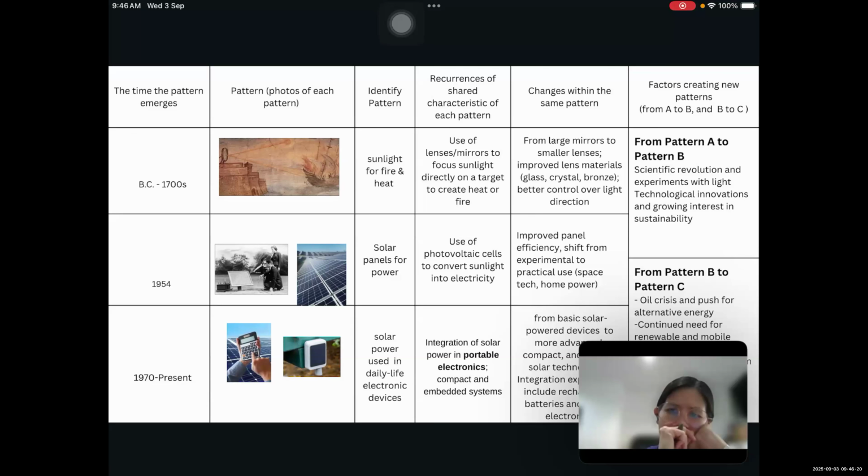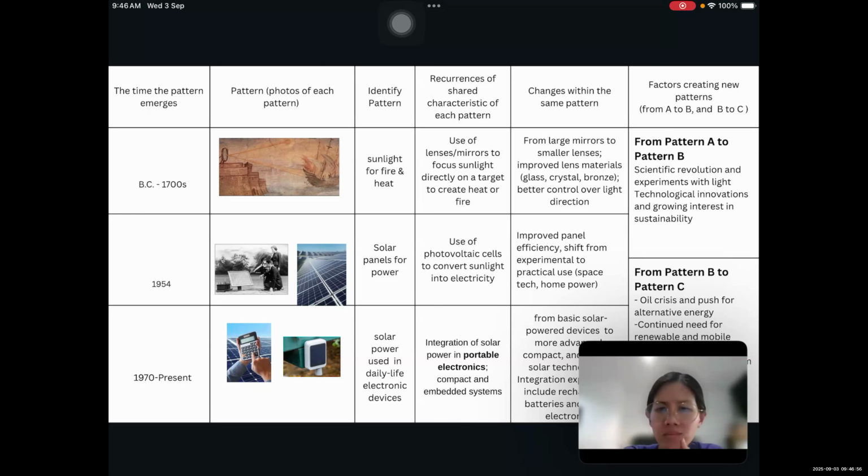The second pattern started in 1954, when people used solar panels to convert sunlight directly into electricity. At first these were experimental, but soon they became practical, especially in space technology and later in household power. The shift from pattern B to pattern C was driven by events such as the oil crisis, the growing demand for renewable energy, and innovation in thin film technology.